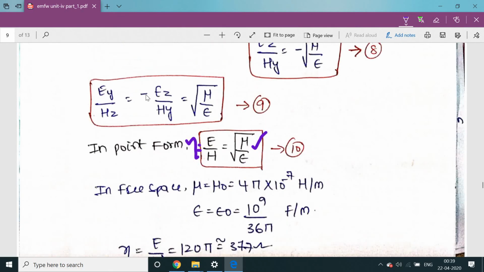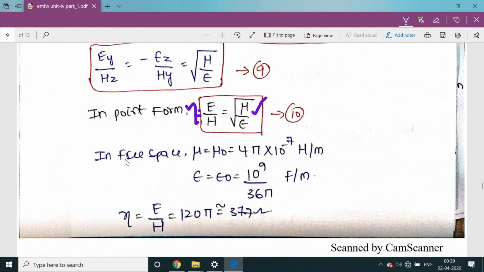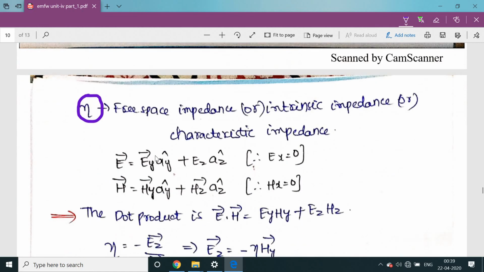Here when you see, the fields are going in the y and z directions. So E is in the y and z directions and H is also in the y and z directions. So E is Ey ay plus Ez az, since Ex is equal to 0. And H is also Hy ay plus Hz az, because Hx is equal to 0.